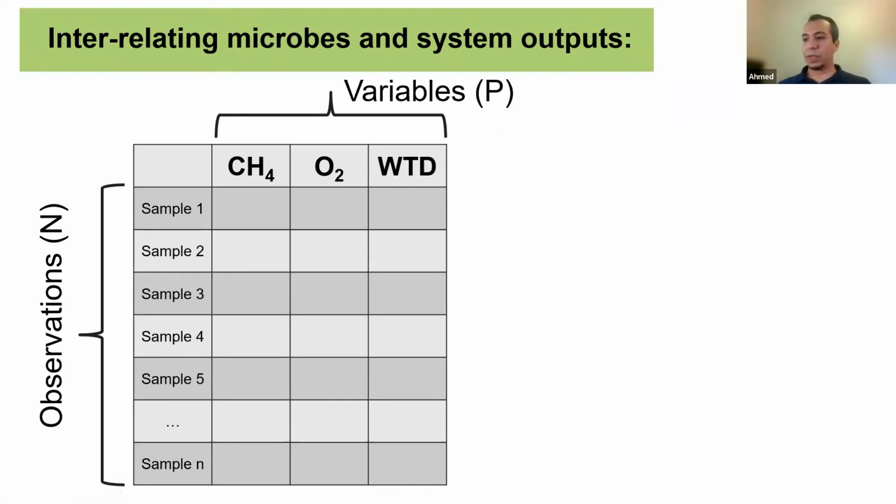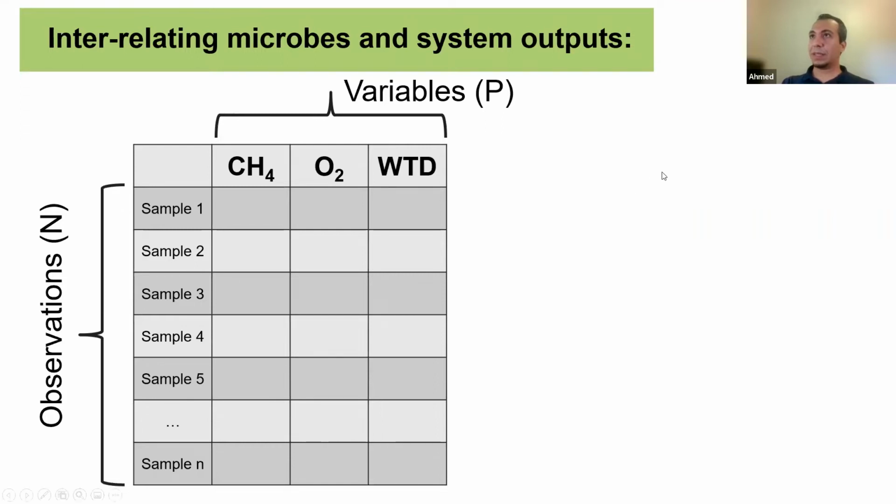As I said, you walk in with a data set of samples that you have collected across an ecological gradient. These are your observations, or M. And then you have measurements from your field. Let's assume that you measure the oxygen concentration in the sample, or the methane concentration or flux, or the water table depth. These are the different variables that you are trying to interrelate or correlate to each other.